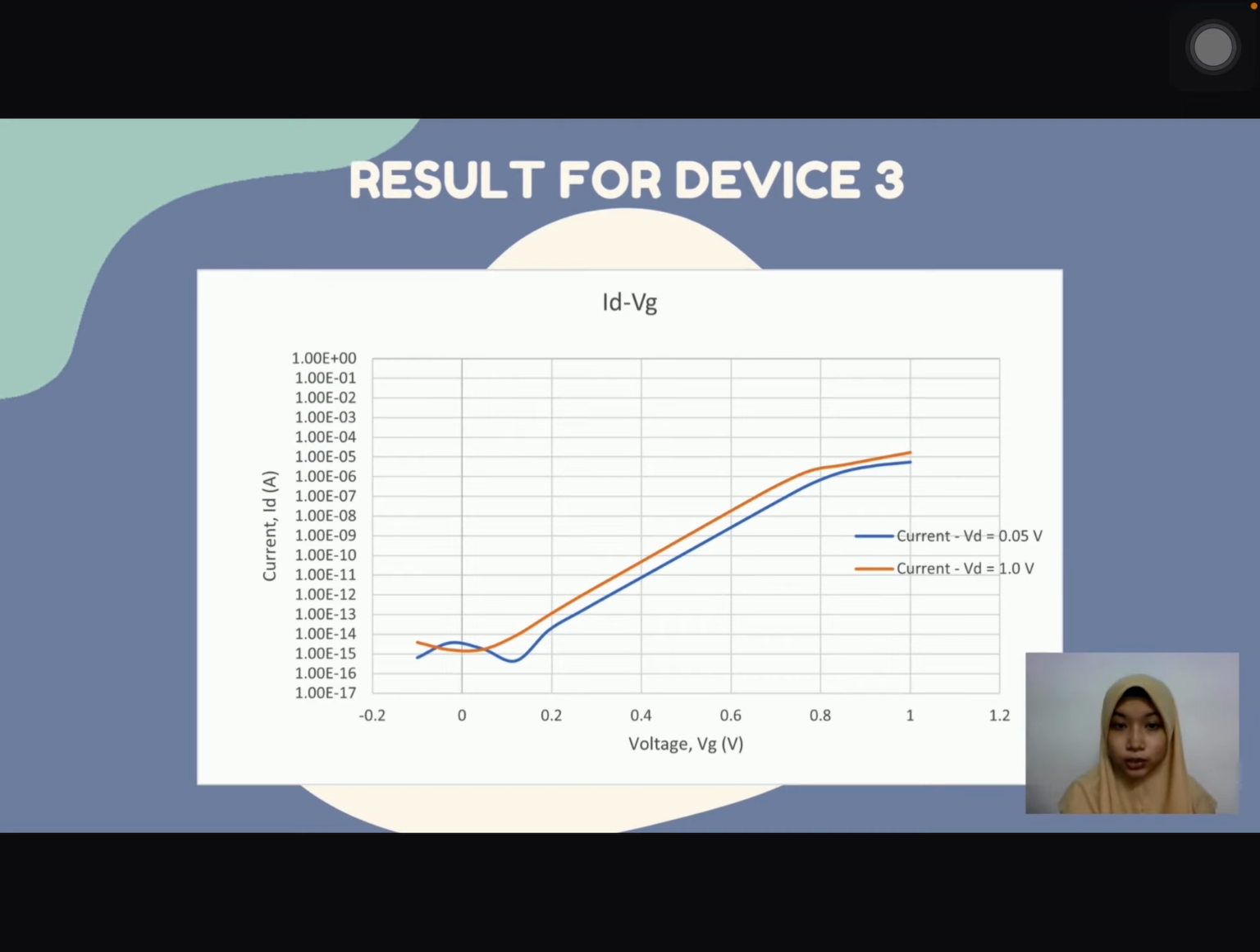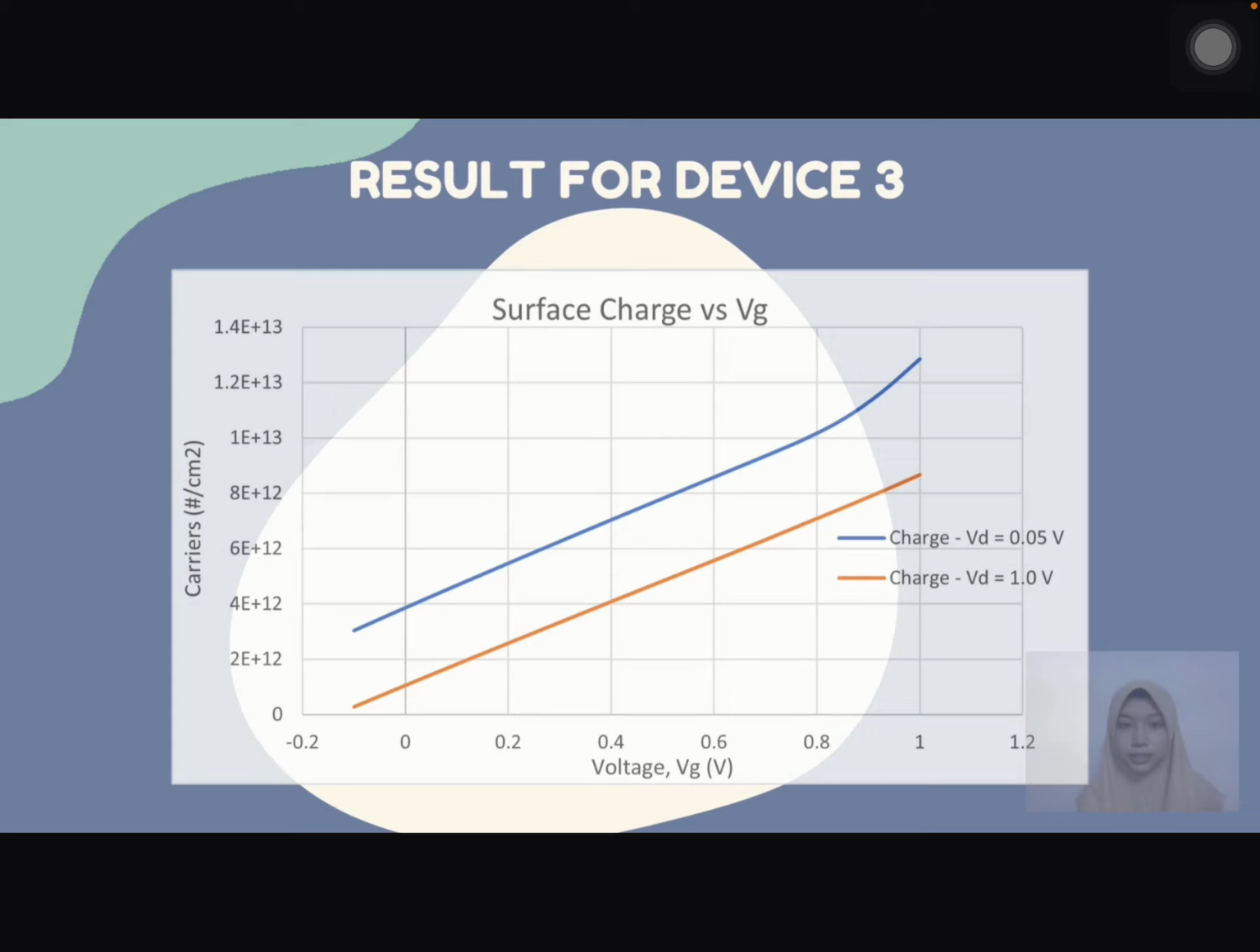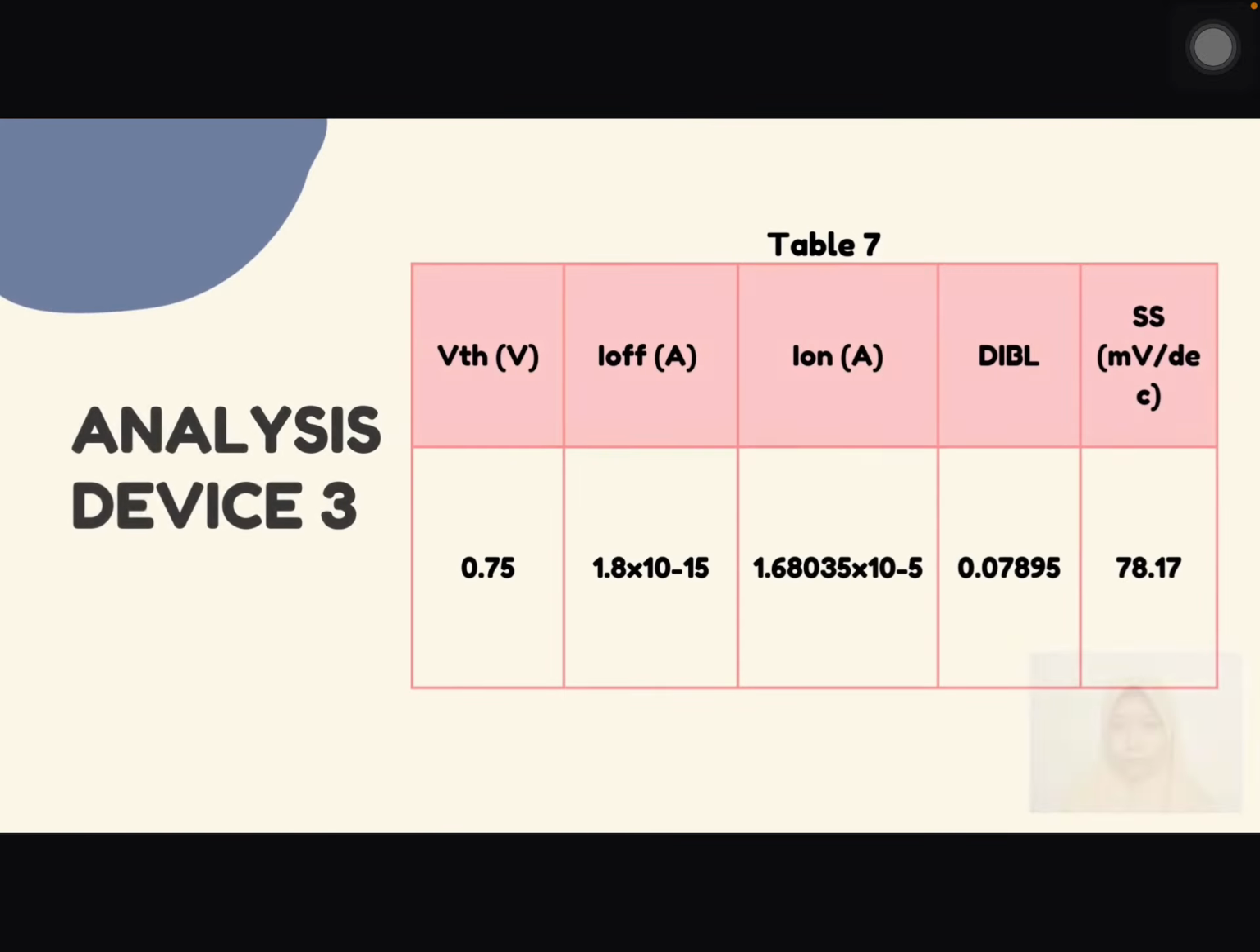This is the graph for IDVG. It can be seen that mostly throughout the graph, the drain current when drain voltage is set to 1 volt is higher than when drain voltage is set to 0.05 volts. This is the graph for surface charge versus gate voltage. Throughout the graph, charge carriers for drain voltage equal to 0.05 volts are higher than when drain voltage equals 1 volt.